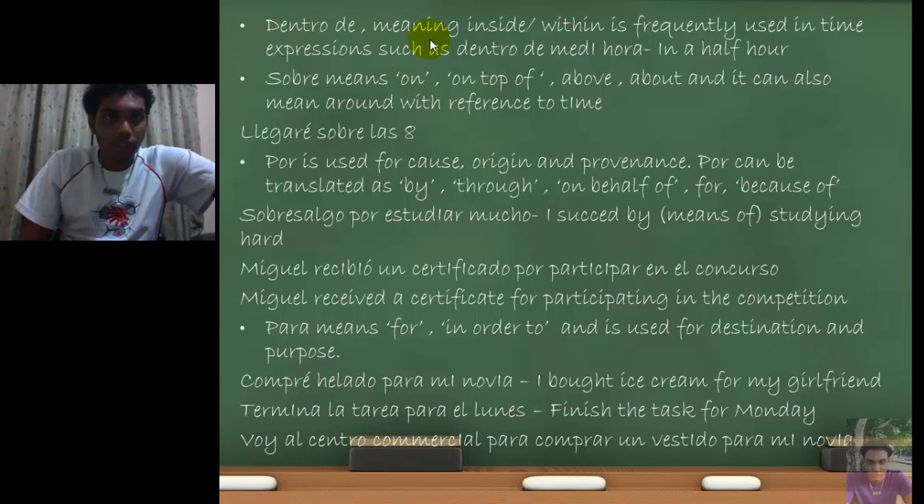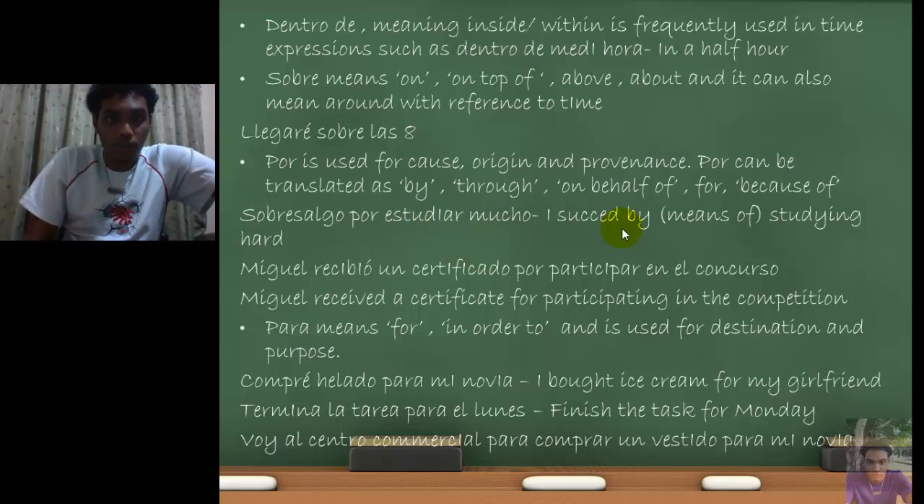These are important: dentro de, sobre. The differences, the uses of por and para. Alright, you should pause the video here because a lot of people get a lot of problems with por and para. Right, but I tend to use them as follows, right?